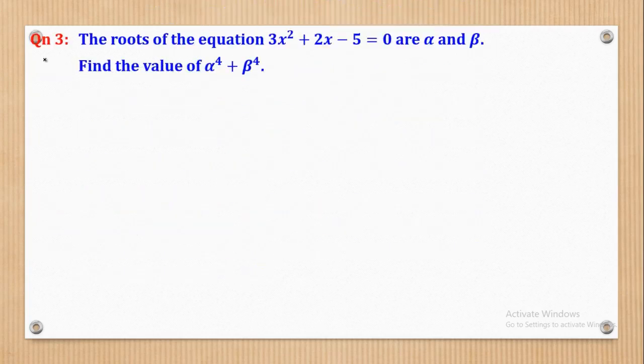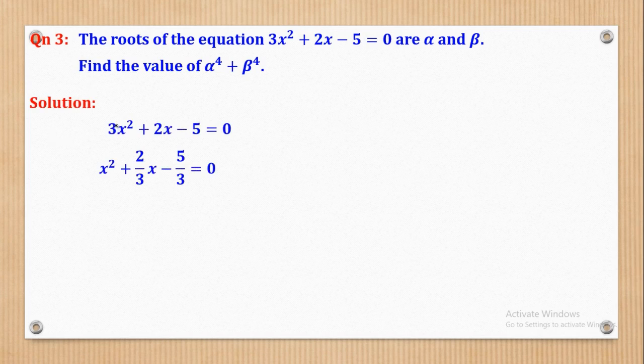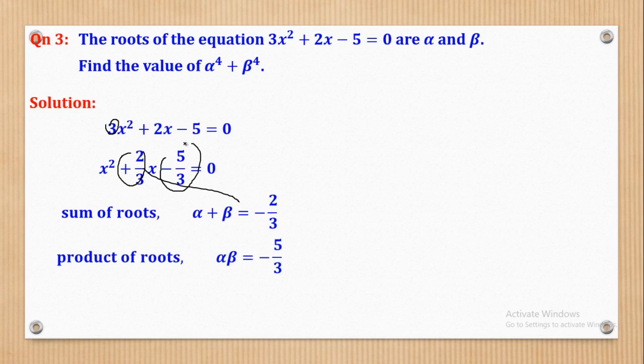So now we shall go to question 3, which says that the roots of the equation this are alpha and beta. Find the value of alpha to power 4 plus beta to power 4. So that is the equation, meaning that, remember we said this coefficient must be equal to positive 1. So that is why we divide through by 3 to come up with this. Therefore, the sum will be equal to negative of this, which is negative 2 over 3. And the product will be positive of this, which will be negative 5 over 3.